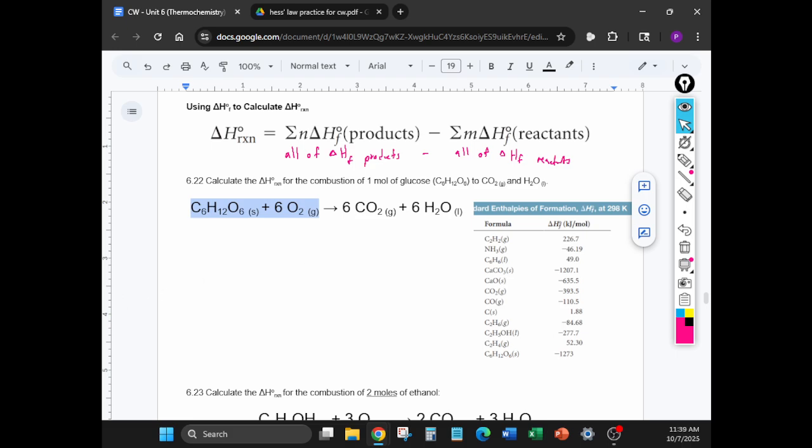Pretty simple. All you have to do is be able to look at a table and just do some basic math, and then you should be fine. We'll go over how to do 22, and I'll have you guys do 23 on your own. But that's what this equation means. If you don't like the sigma symbol and whatnot, you can just write all of delta H.